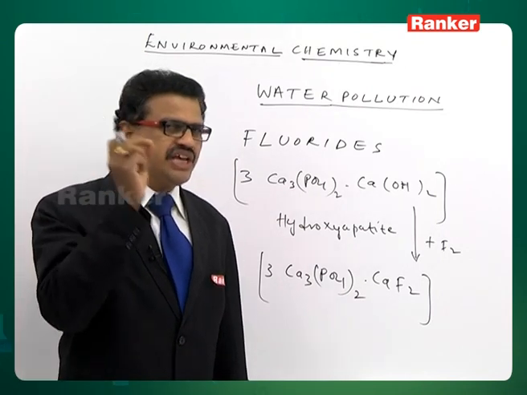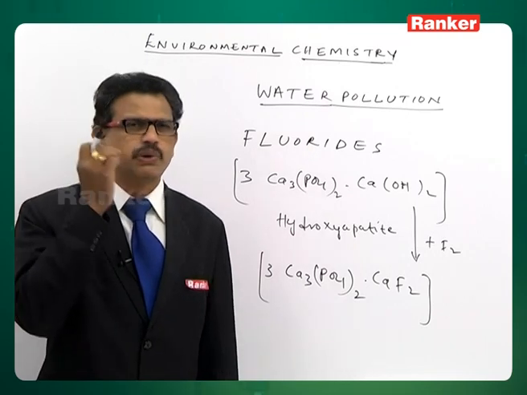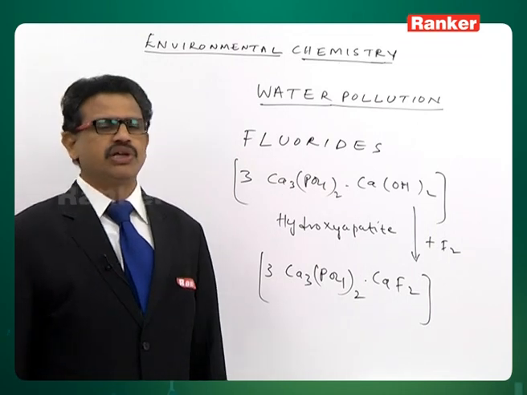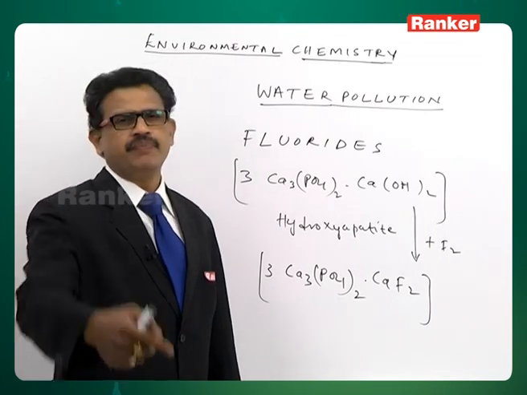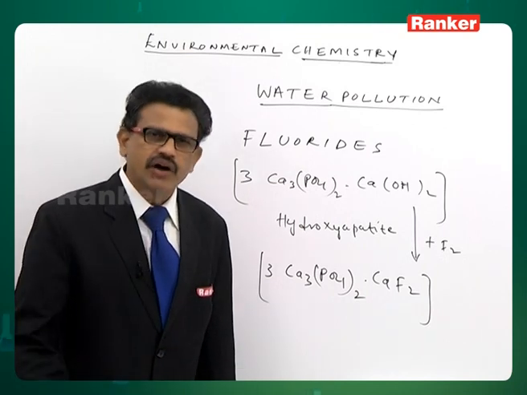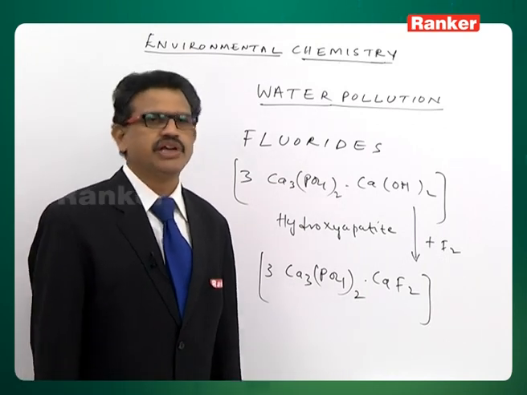The brown color, yellowish brown coloration on the teeth, is because of excess fluoride ions in the drinking water. If it crosses more than 1 ppm, it causes brown mottling on the teeth. That's another harmful effect of excess fluoride ions in the drinking water.